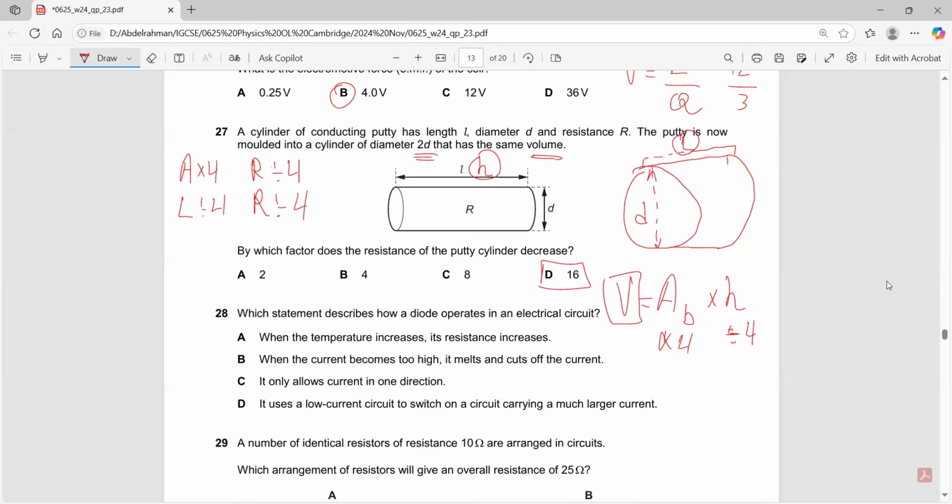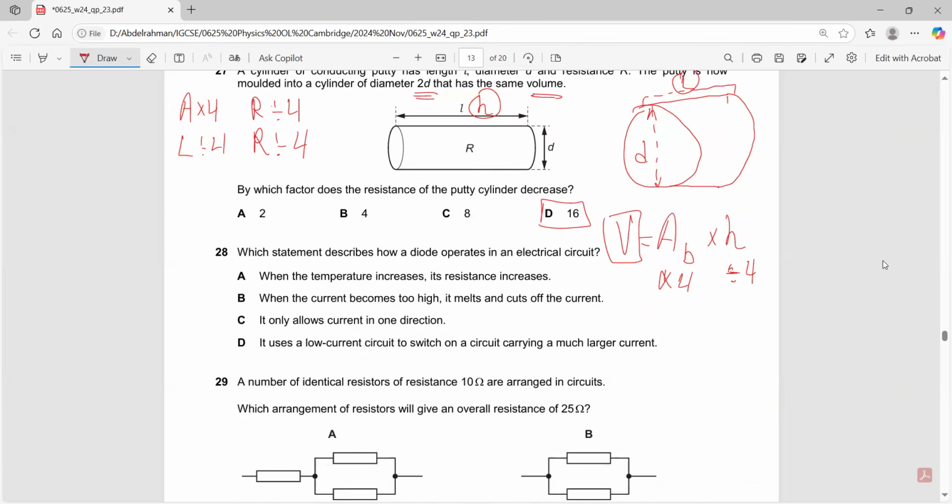Which statement describes how a diode operates in an electrical circuit? A temperature, it doesn't have to do with the temperature. Current becomes too high. No, it's not a fuse. It only allows current in one direction. Yes, this is the diode.